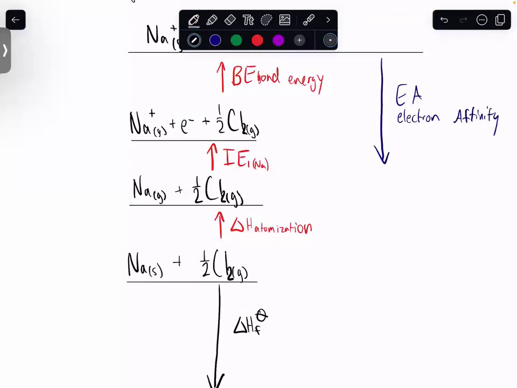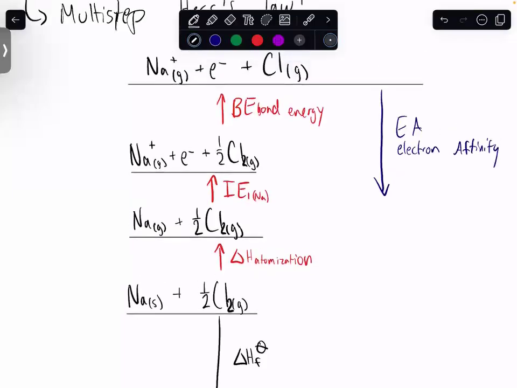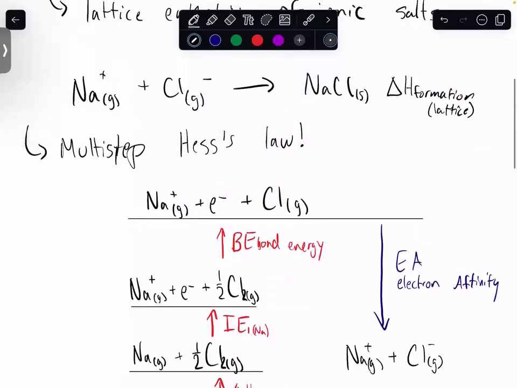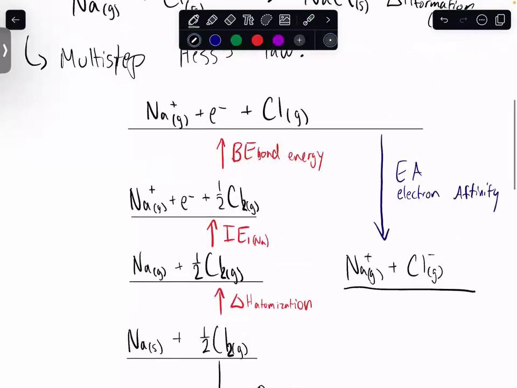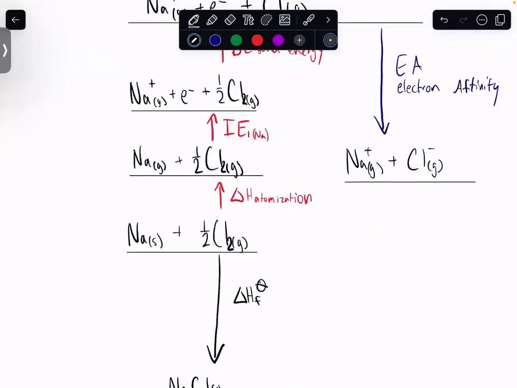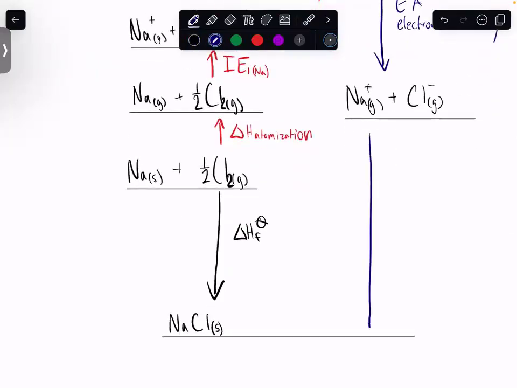So when we add those electrons to the chlorines, we have our equation now: Na gas plus Cl minus, also a gas. And now we're in the state that we need to be for our lattice enthalpy. So now that we're here, we have one final step to do, and that is the drop all the way to the formation. Again, this is a delta H of formation, delta H formation of a lattice, otherwise just known as delta H lattice.